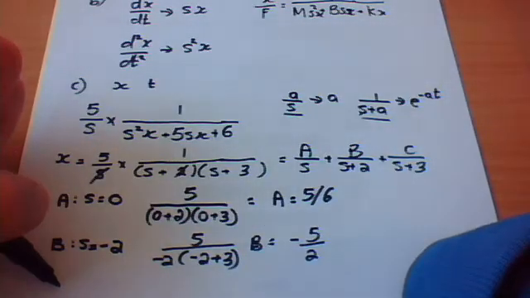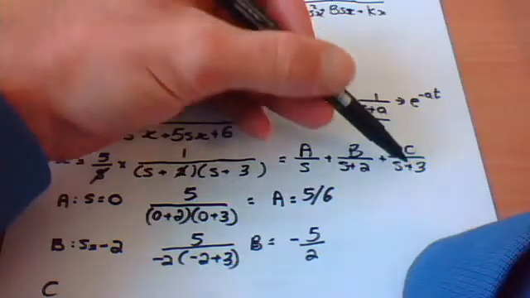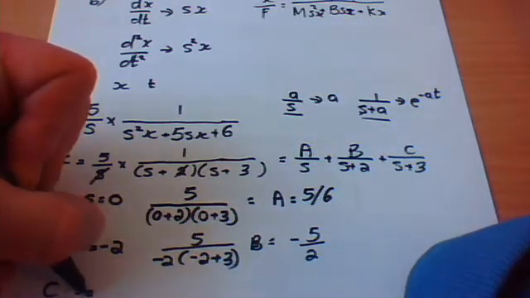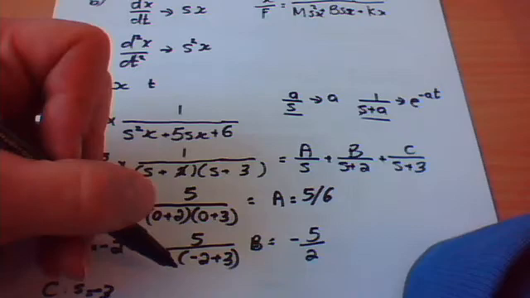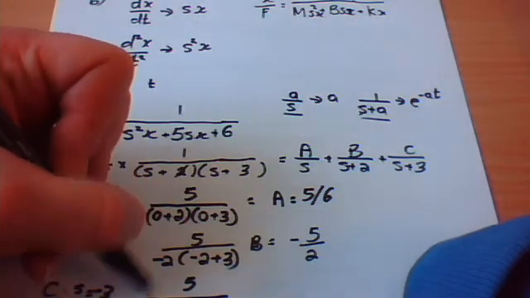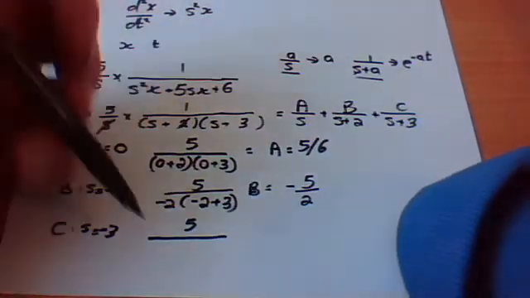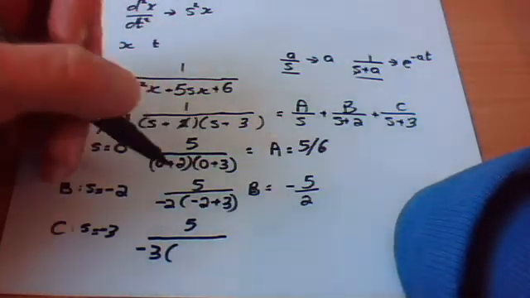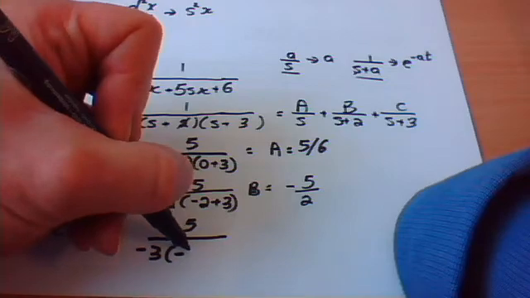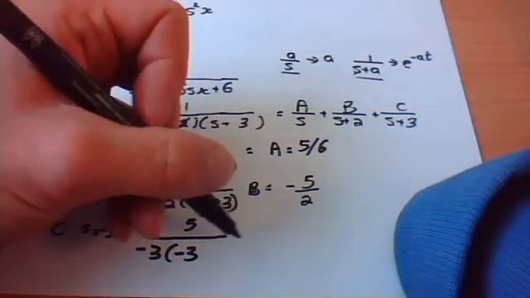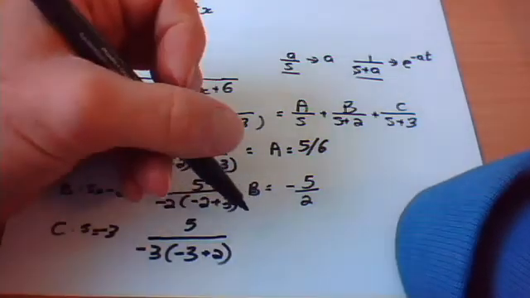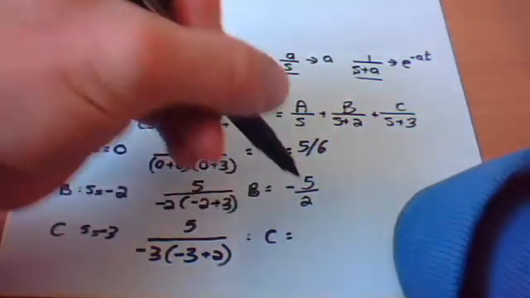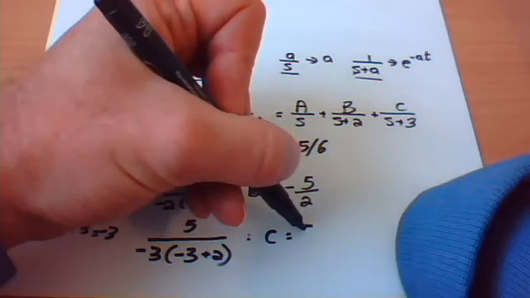And then similarly to find c, okay, we're going to take c out here, so s is going to be minus 3, so s equals minus 3, back into this equation, so we have 5 over minus 3 into minus 3 plus 2. Okay, and then we have c is equal to 5 over 3.